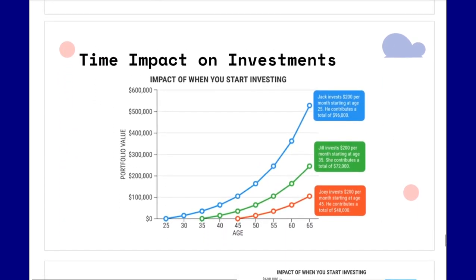Next example, we're just going to look at the time impact on investments. So here we have 3 different people, Jack, Jill, and Joey, the 3 J's. So they're all investing. They start at different ages, and we see what happens in the end. We see their portfolio value.